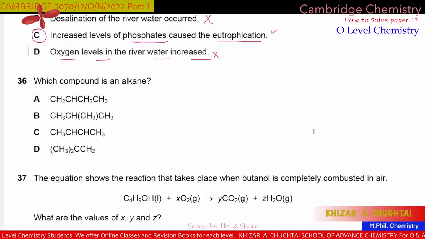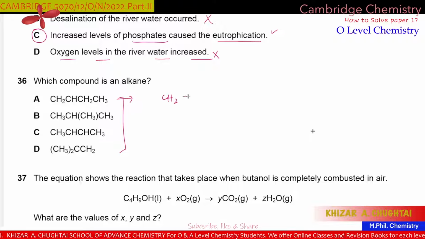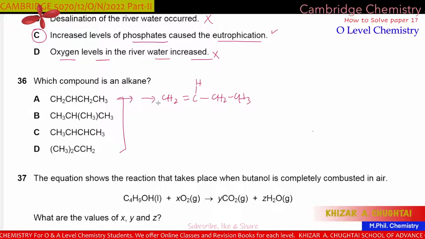Question number 36. Which compound is an alkane? So there must be all carbon-carbon single bonds, and you know that should be the simple alkane. The best way is to write their formulas over here. CH2=CH and CH2CH3. This is the basic displayed structure of option A.